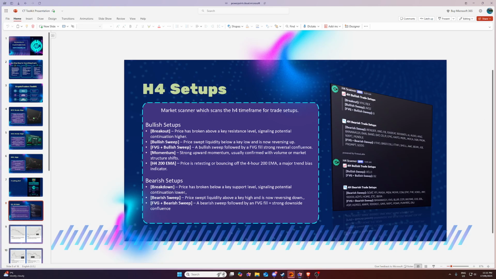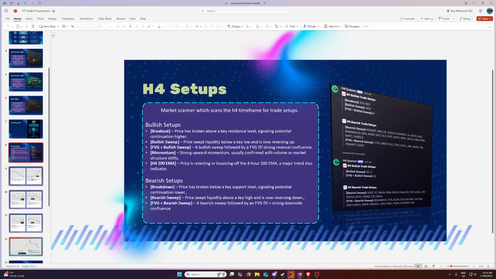So we have the H4 setups, which is basically a market scanner which checks the 4-hour time frame for trading setups. And from first glance, it might be quite intimidating because it lists out a lot of coins to look at and different categories, which might be a bit unclear to most of you. So we'll just go through that real quick with a bunch of examples.